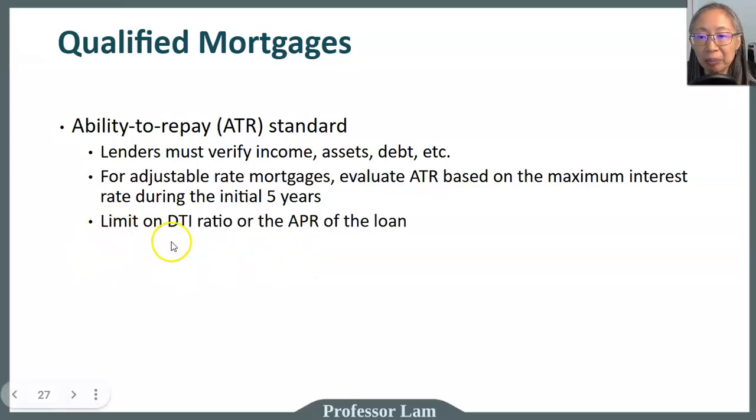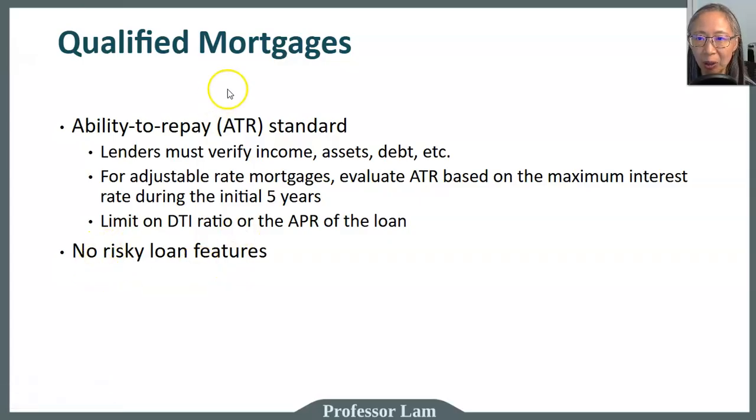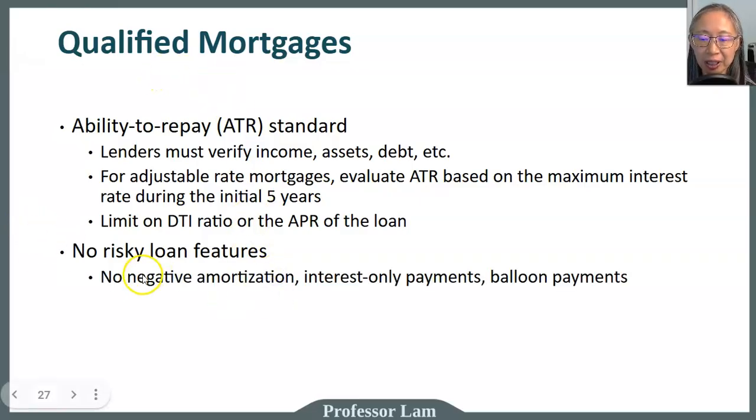They also put a limit on the DTI ratio for the borrower. So again, the 35% is important. They also limit the type of loan features. A mortgage that has a risky feature cannot be a qualified mortgage. Risky features include negative amortization, interest-only loans, or balloon payment loans.